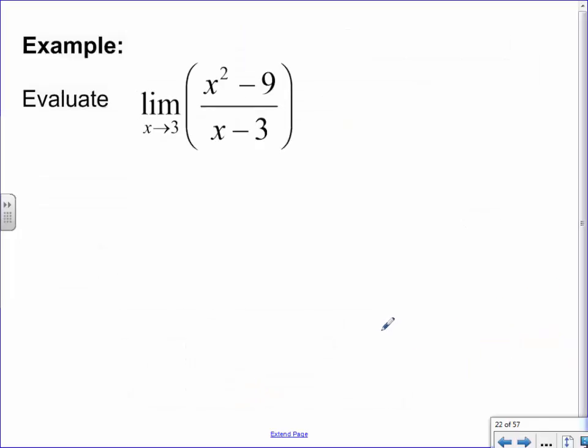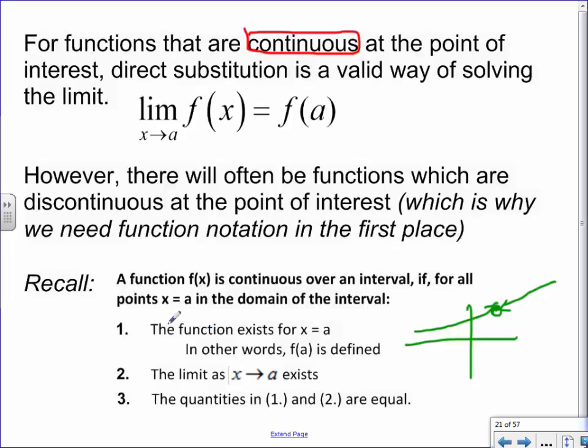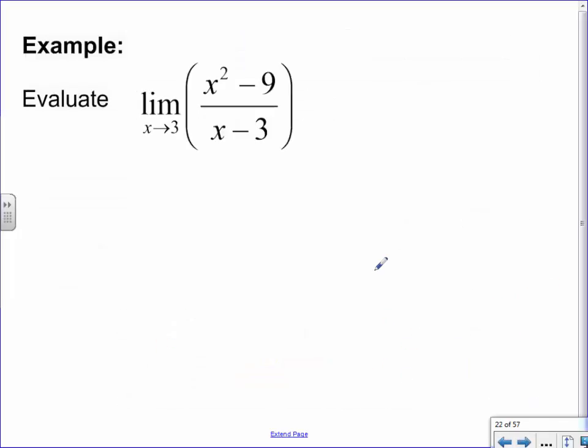So let's try this example here now, because this is where things get a little more challenging. This is now a graph that's not continuous. The reason I know it's not continuous is that I cannot plug in x as 3. This fails my definition right here. Here it says the function exists when x is a. Well, if I try plugging in 3, it does not work, because then I've got a 0 on the bottom.